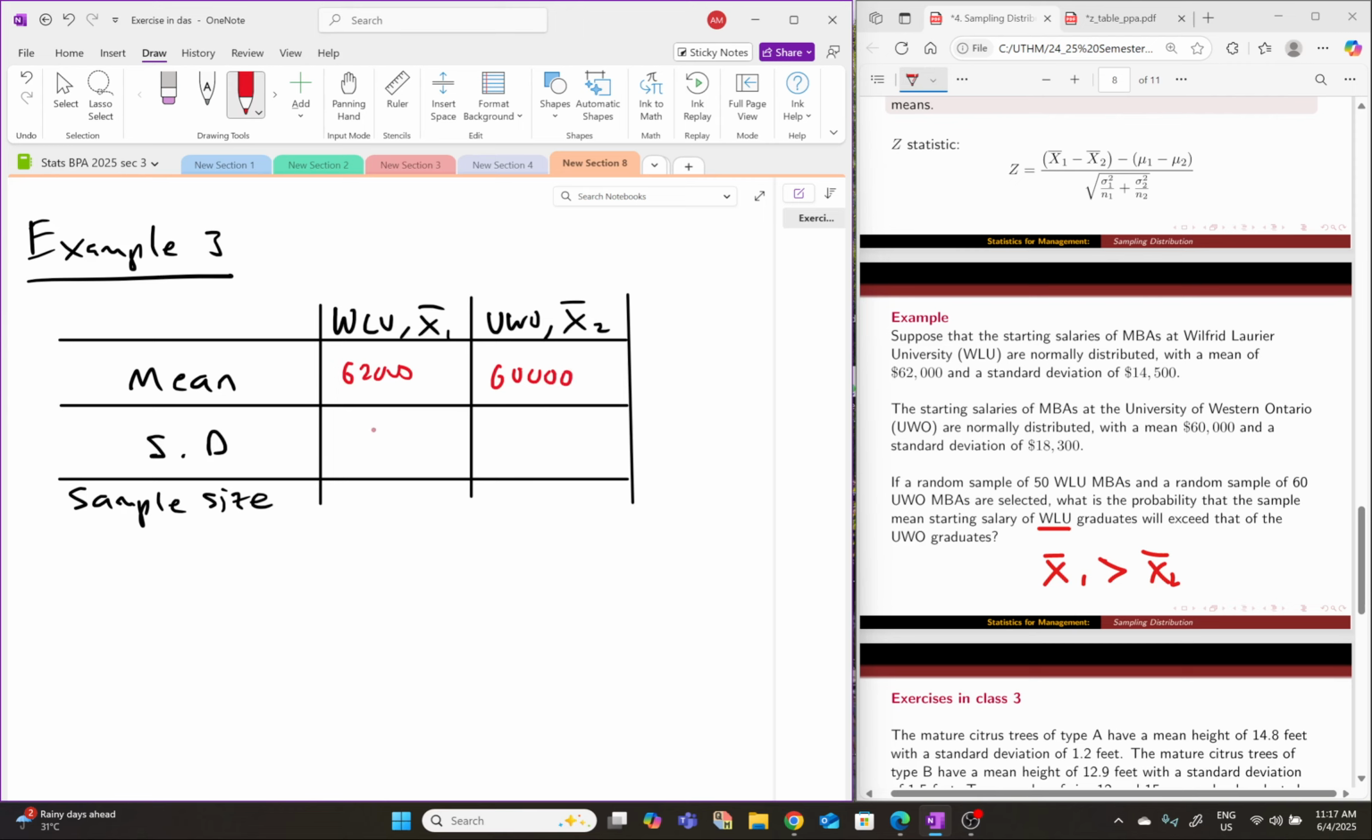Standard deviation is 14,500. Another one is 18,300. Sample size, if a random sample of 50, here 50 and here 60. Okay, copy this one first. If you want to have a look, or you want to copy first, see how I get the information before I proceed.